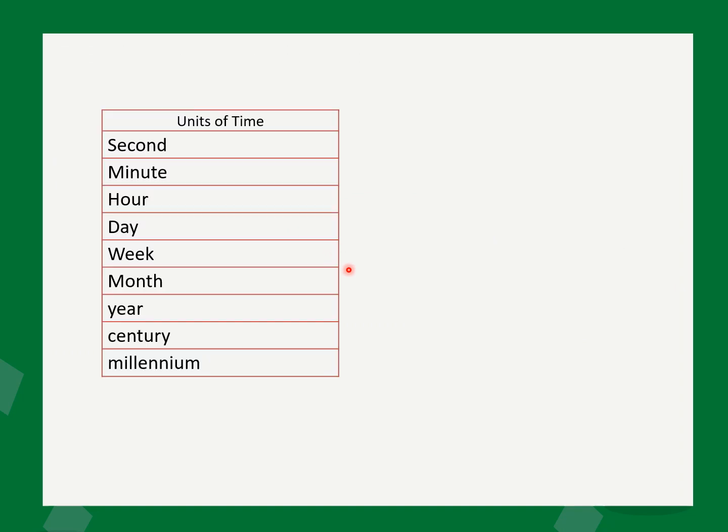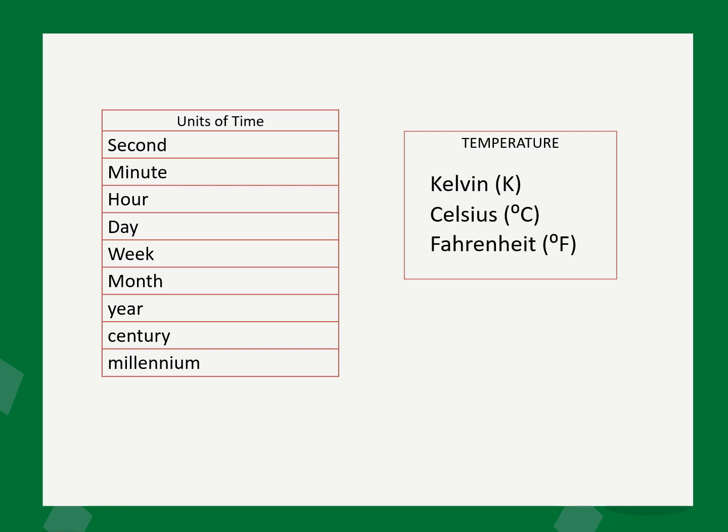The units of measurement of time are second, minute, hour, day, week, month, year, century, and millennium. The basic unit for temperature is Kelvin. However, this unit of measure is often used to measure temperature in scientific experiments. The most common temperature units used in daily life are degrees Celsius and degrees Fahrenheit.